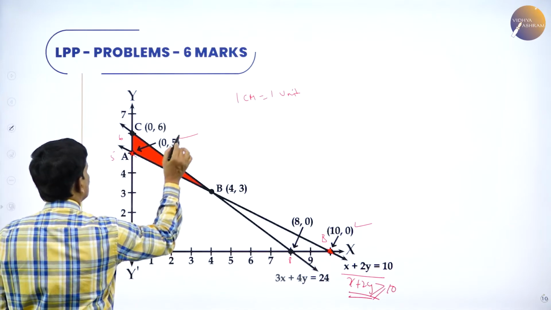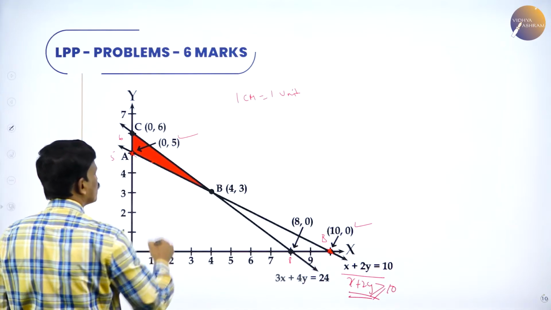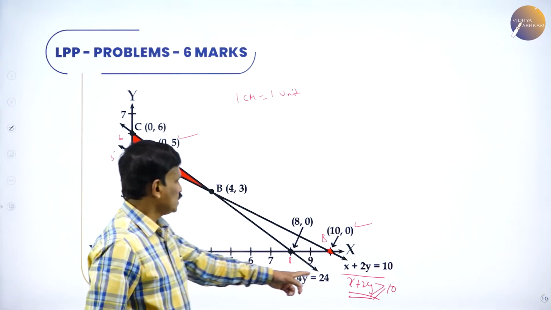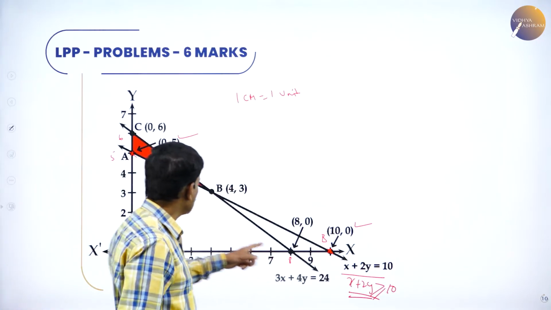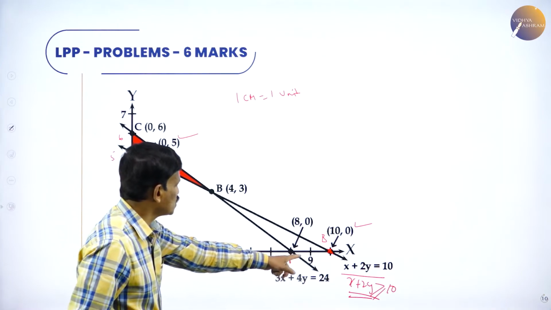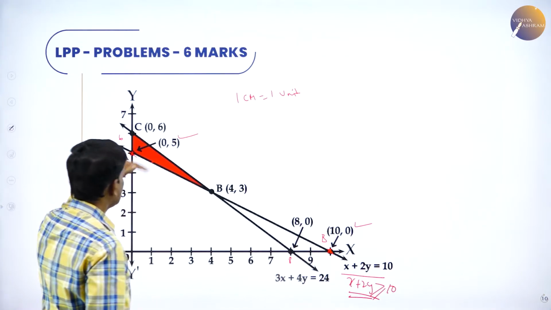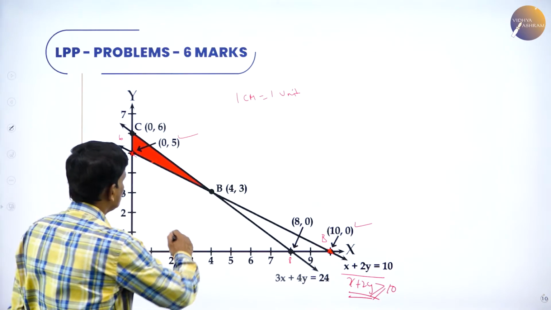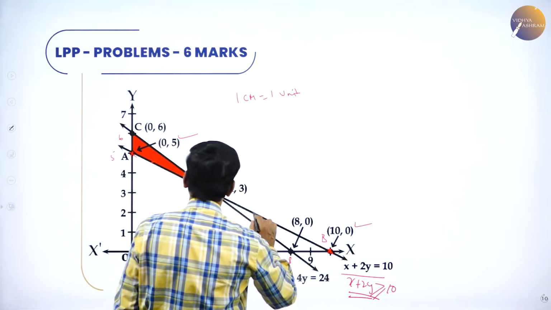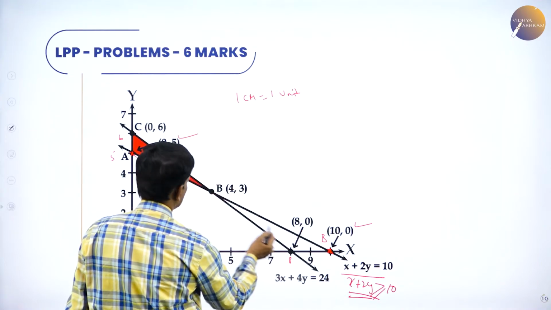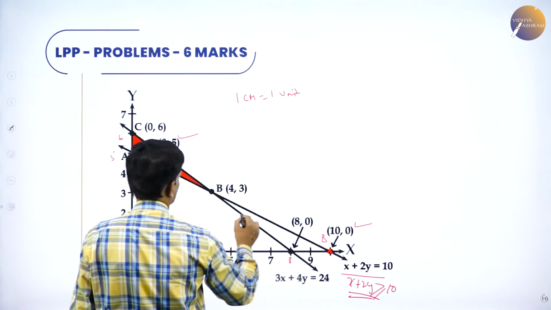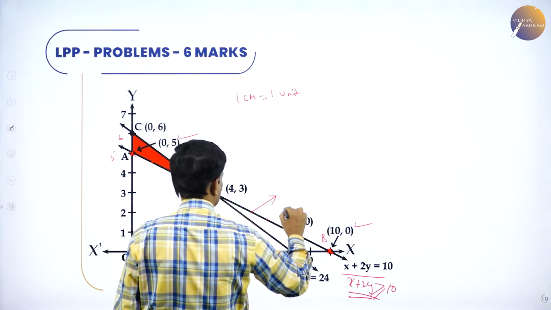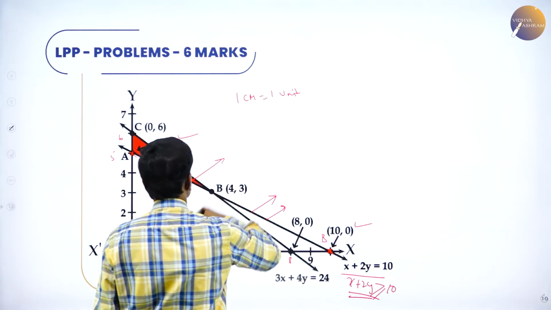Greater than or equal to 10 means the feasible region is away from the origin. It goes in the upward direction. Here the value is 10, and greater than or equal to 10 goes away from the origin. So the feasible region for this equation is in the upward direction.